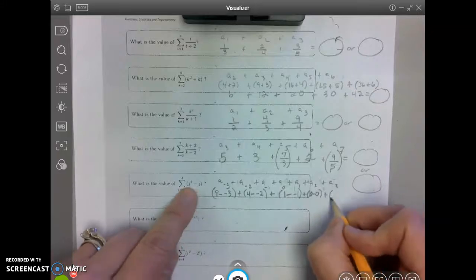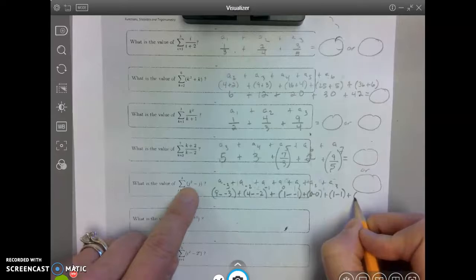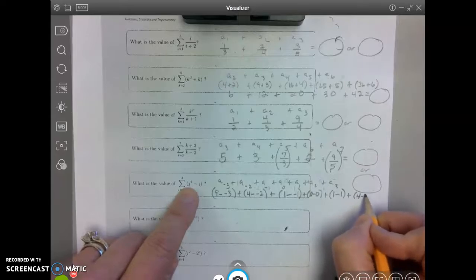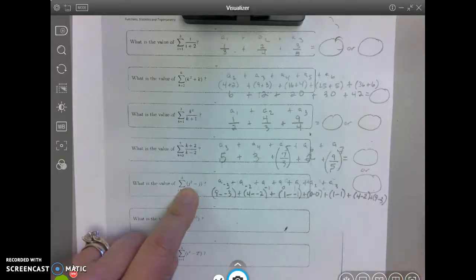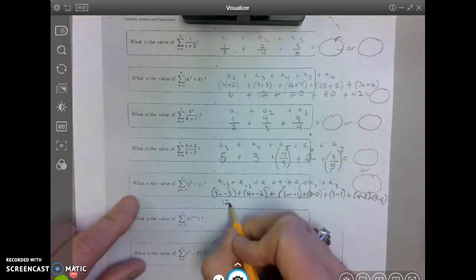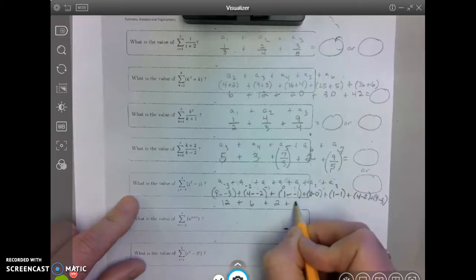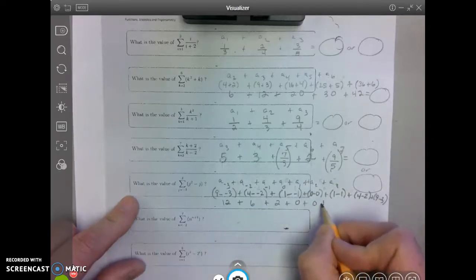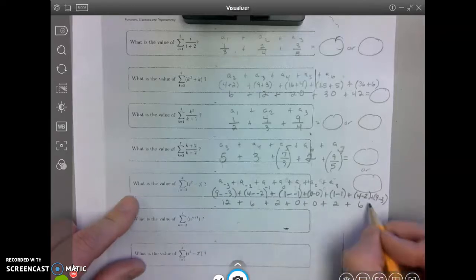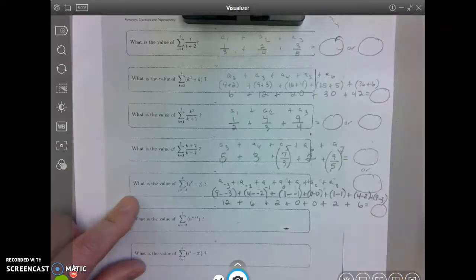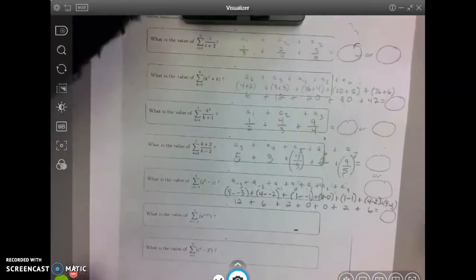When I put a 1 in, I get 1 squared is 1 minus 1. And then when I put a 2 in, I get 4 minus 2. When I put a 3 in, I get 9 minus 3. So this becomes 12 plus 6 plus 2 plus 0 plus 0 plus 2 plus 6. All I did was add what was in those parentheses, and I'll add those up in my calculator, and I'll get my final answer. Let's go to this next one.